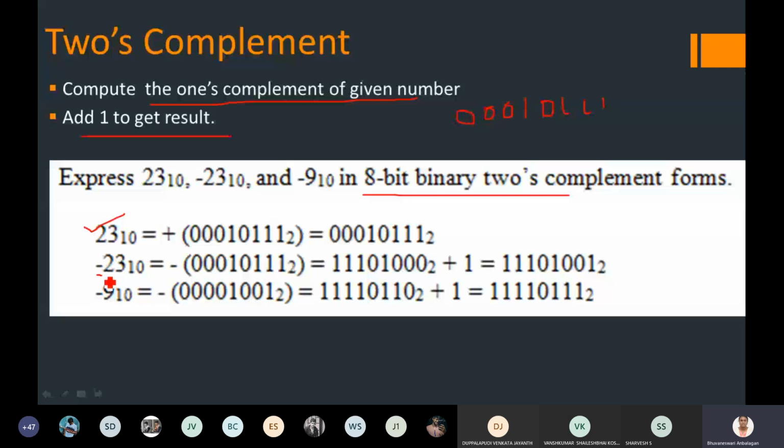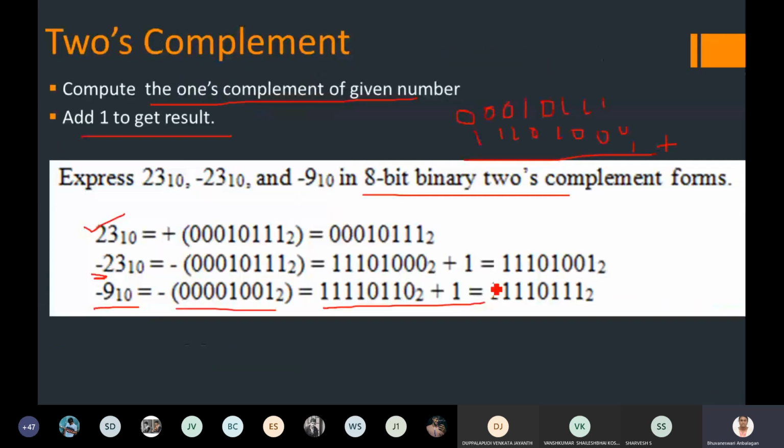If it is a negative number, you have to take the 1's complement of the number, so convert 1 into 0 and 0 into 1, and then add 1 to it. So you will get 1 1 1 0 1 0 0 1. Like this, for minus 9, you represent it here, then get the 1's complement of it and then add 1 to it.